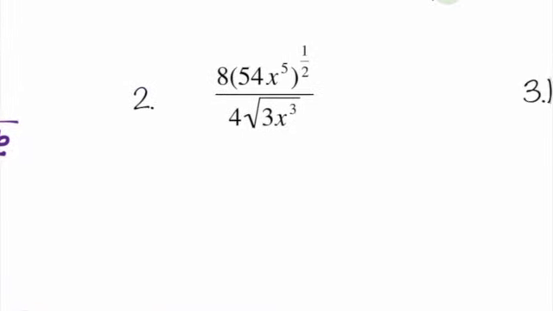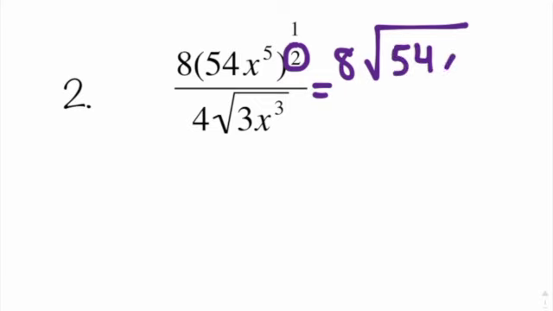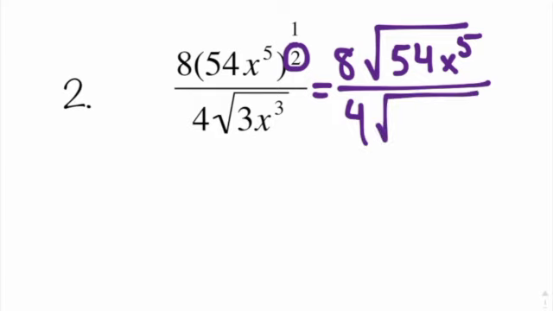So let's try another one. Again, just like the previous problem, I have a 1/2 here. I have a fraction exponent that I need to change. So this right here, because it's a 2, it is a second root, or actually a square root. So what this becomes is the 8 just stays on the outside, but then it becomes the square root of 54x to the 5th. And then the bottom is 4 square root of 3x to the 3rd.